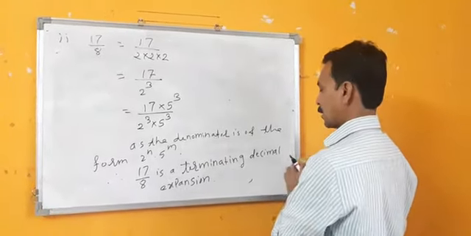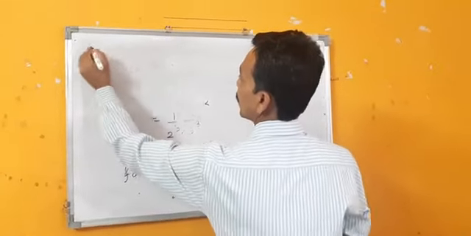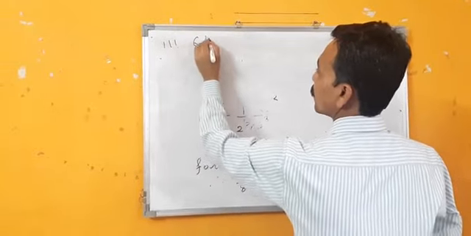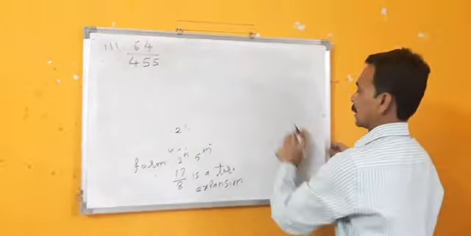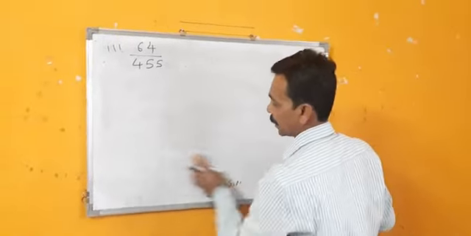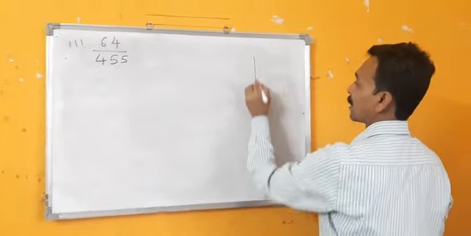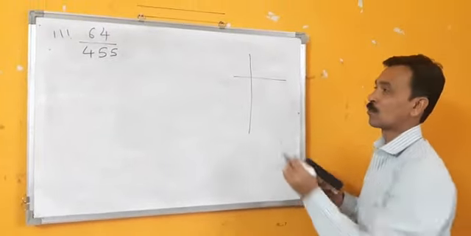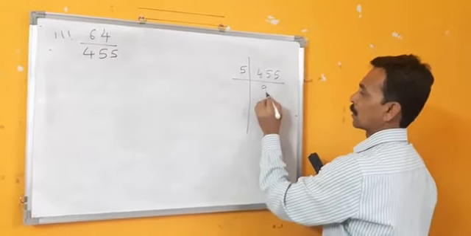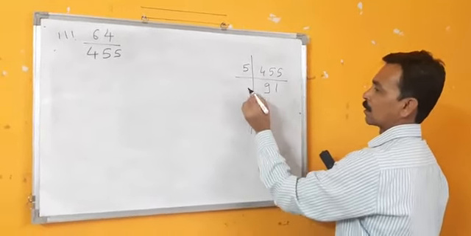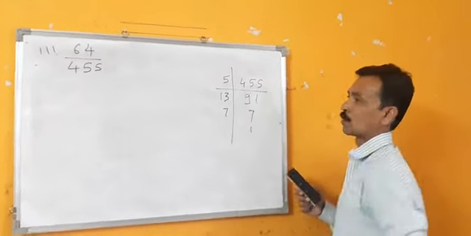I will write the third sum. The third sum is 64 upon 455. Let's see the factors of the denominator. If the number is big, it's better you find the factors. 455: 5 9s are 45, 5 1s are 5. This is 13 7s are 91, 7 1s are 7.